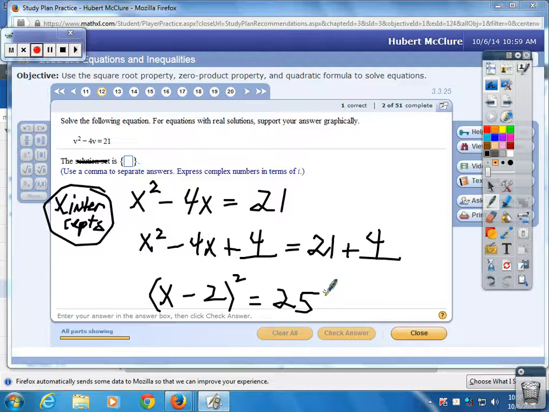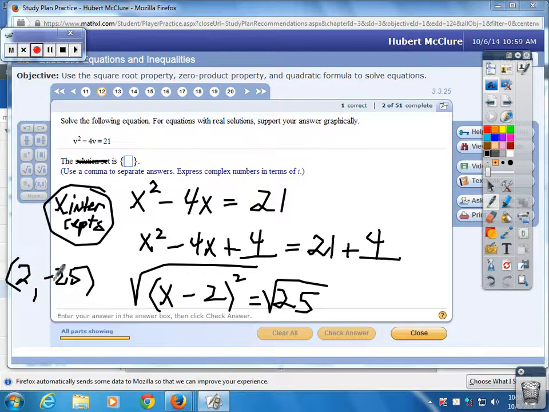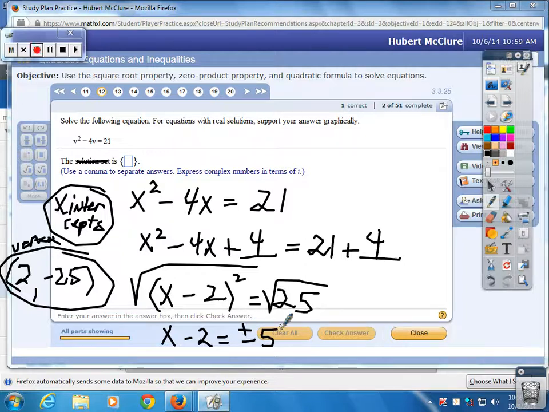These are way too easy. Square root. What's the vertex? 2 and negative 25. That's your vertex. f of x is equal to x minus 2 quantity squared minus 25. So that's going to be x minus 2 is equal to positive or negative what? 5. Bring the 2 over. What's 5 plus 2? 7. What's negative 5 plus 2? Negative 3. There's your x-intercepts. What's your y-intercept?